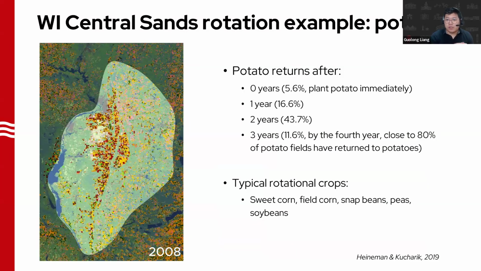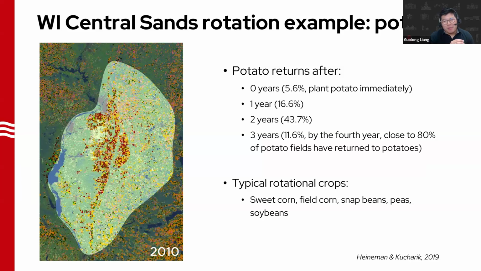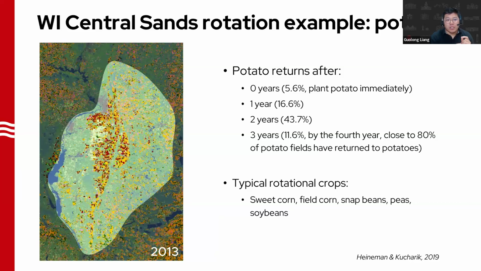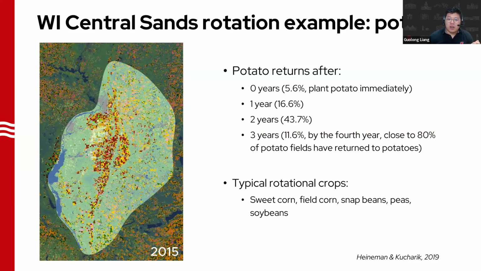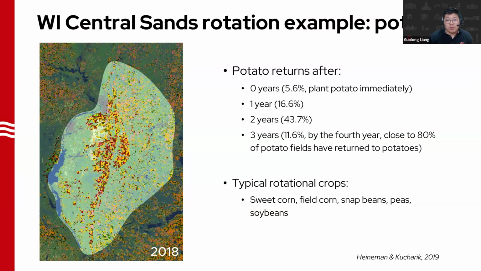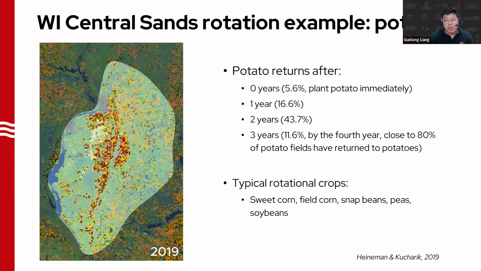What crops and rotations are potato growers in the Central Sands growing and using, as you may ask? From the movie on the left, yes, it's playing, we can see the pixels changing colors, representing the changes in crop type for each year. According to Heinemann and Kucharek in 2019, the majority of potato growers use a 3-year crop rotation, meaning that they come back to the same field to grow potatoes after around 2 years. Some of the typical crops that they rotate potatoes with are sweet corn, field corn, snap beans, peas, and soybeans.